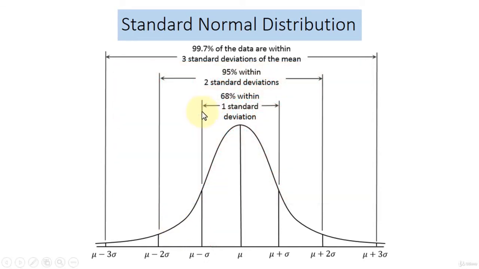So notice that 1 standard deviation implies that 68% of the observations are within 1 standard deviation of the mean. Similarly, 95% of the values are within 2 standard deviations of the mean, and then 99.7% of the data are within the 3 standard deviations of the mean.